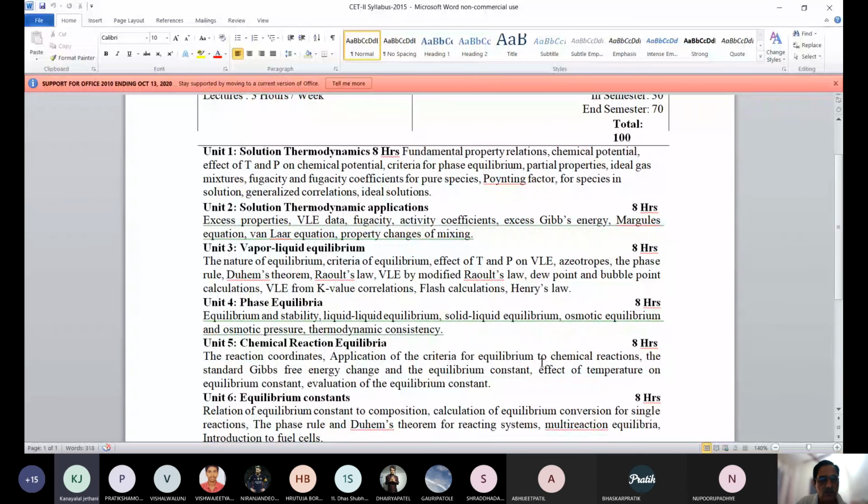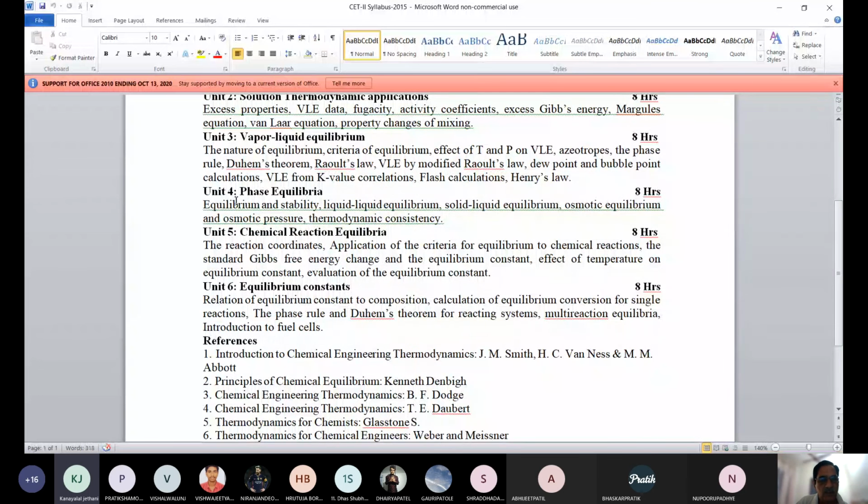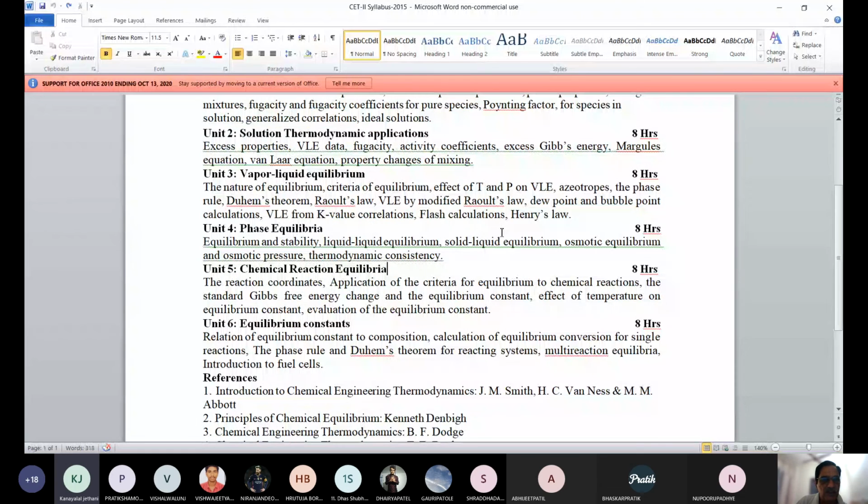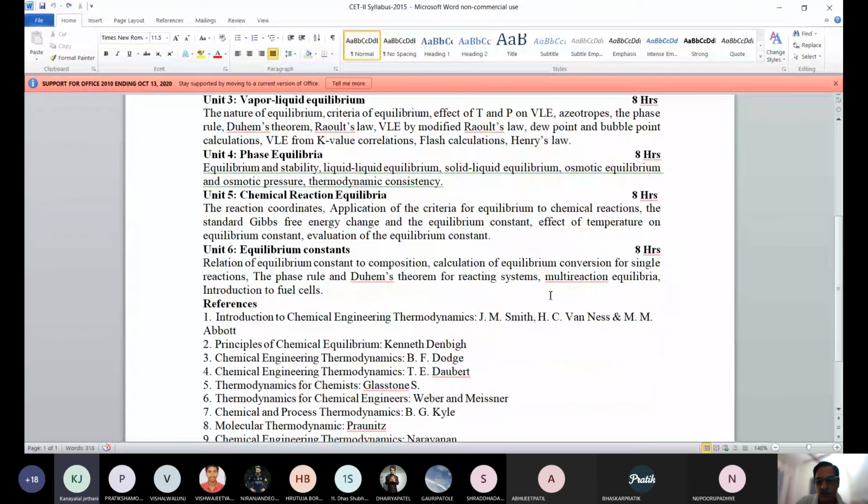Yes, sir. So Unit 4 is phase equilibria. Equilibrium and stability we have already done in Unit 3. Now we look at liquid equilibrium, solid liquid equilibrium, osmotic equilibrium, and thermodynamic consistency. Units 1 and 3 are very long. It took a long time, but Unit 4 will not take so much time. Okay, so let's start with Unit 4. We'll start with the consistency test and then we'll move to other topics.